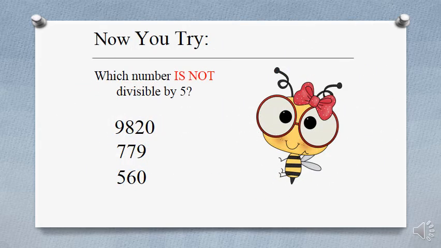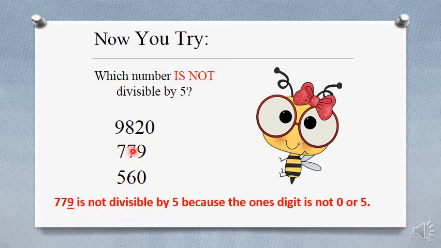Now it's your turn to try. Which number is not divisible by 5? Look at the ones digit. Yes, 779 is not divisible by 5 because the ones digit is not 0 or 5.